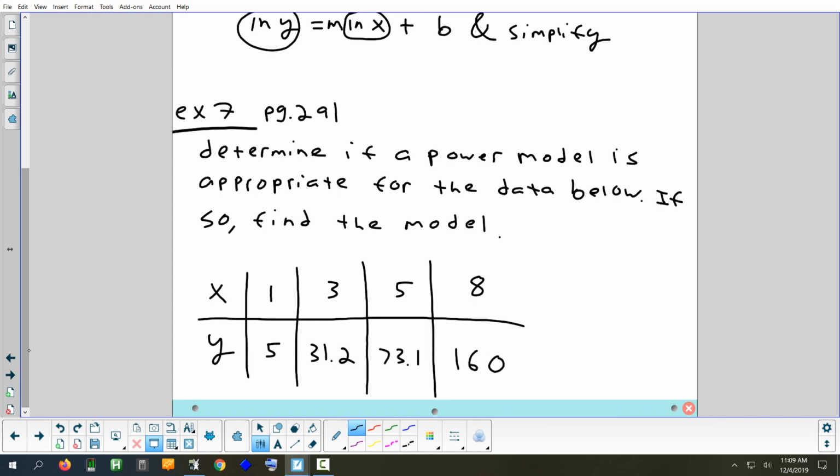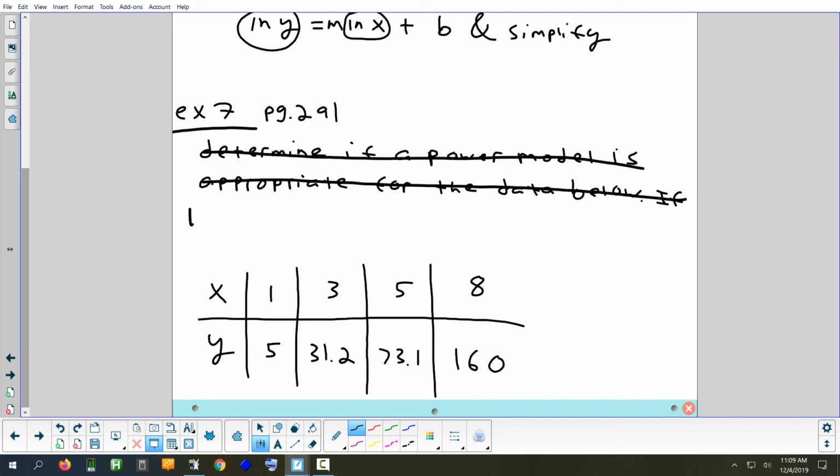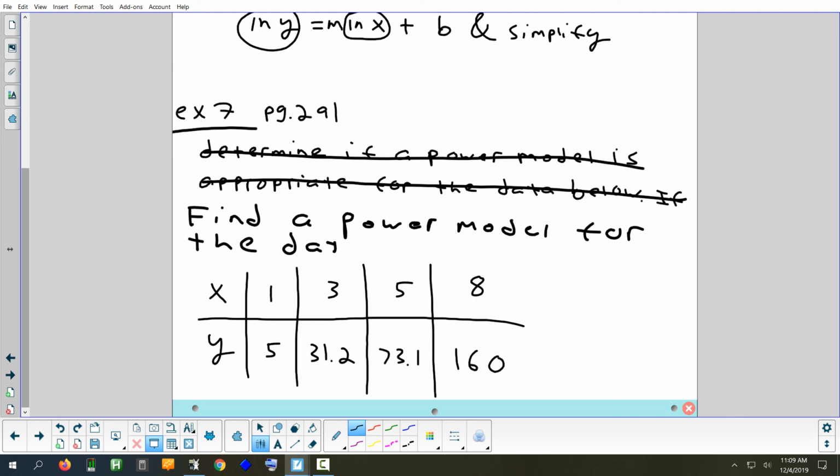So here, the directions are just going to be: find a power model for the data. And that's how it'll be if I was going to give you a test. That's what it would say. Find a power model for the data. Okay.